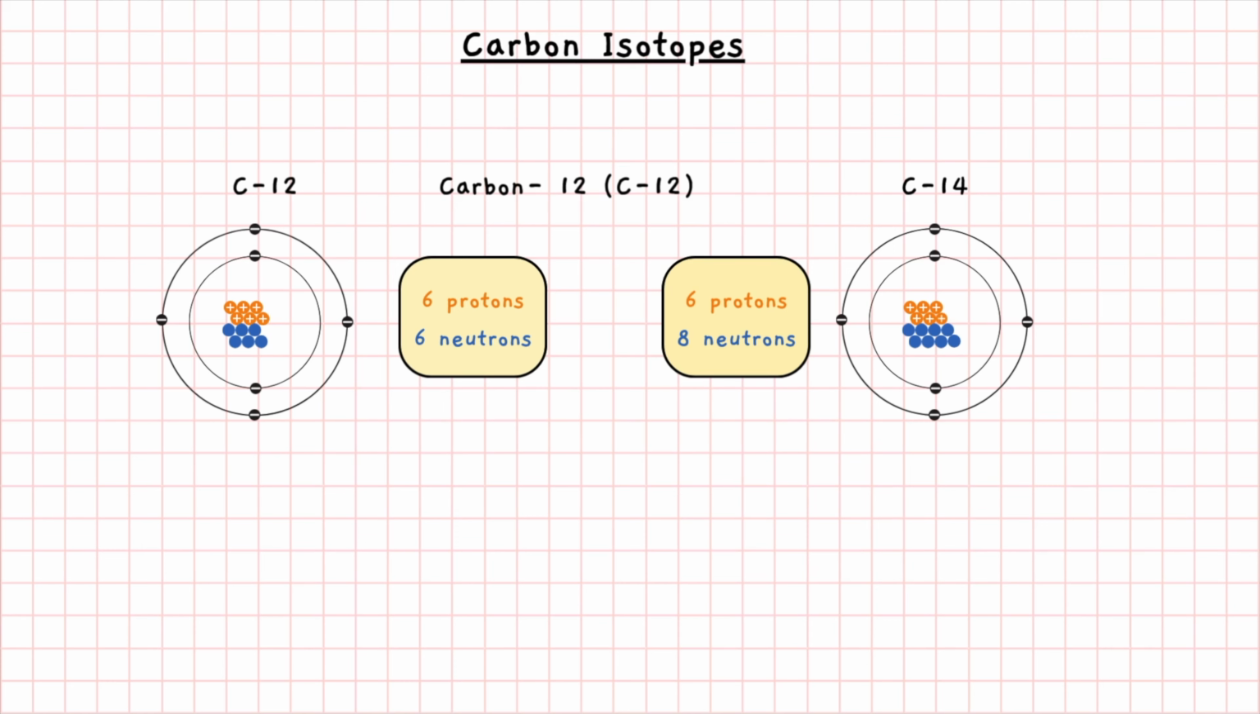Carbon always has 6 protons, that never changes. Carbon 12 has 6 neutrons, carbon 14 has 8 neutrons. That change in neutrons changes the mass number, but it doesn't change the element. It's still carbon because the proton number hasn't changed.